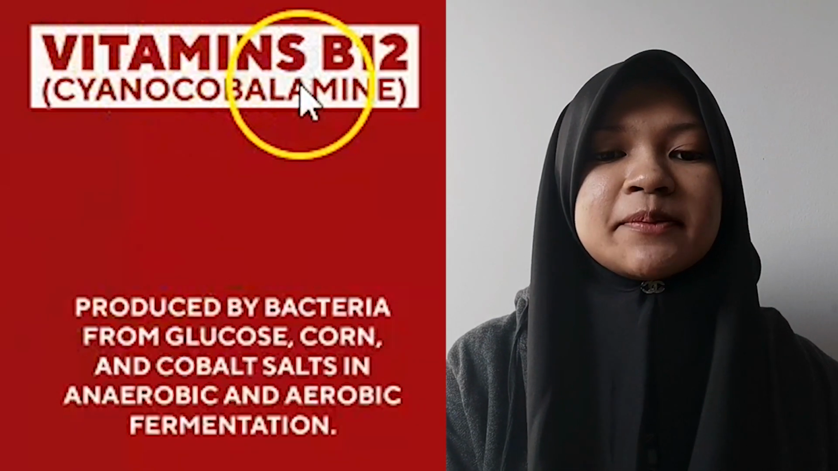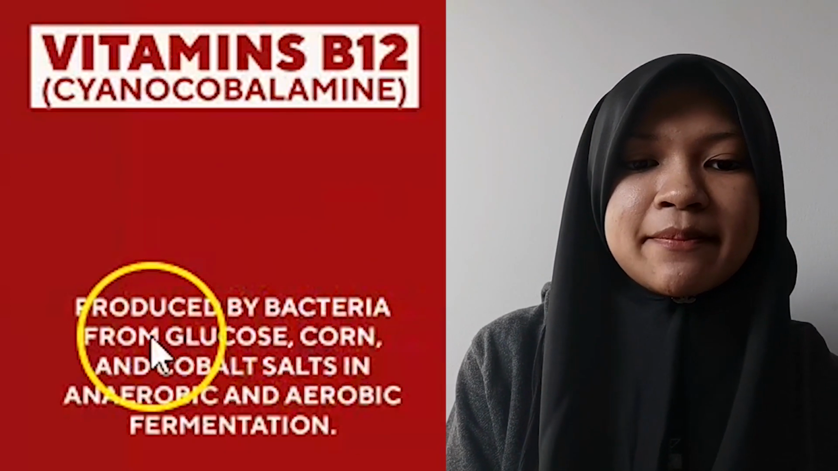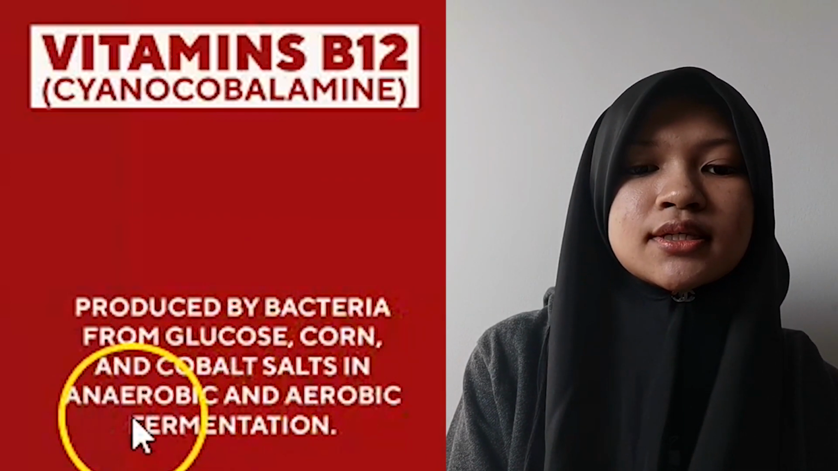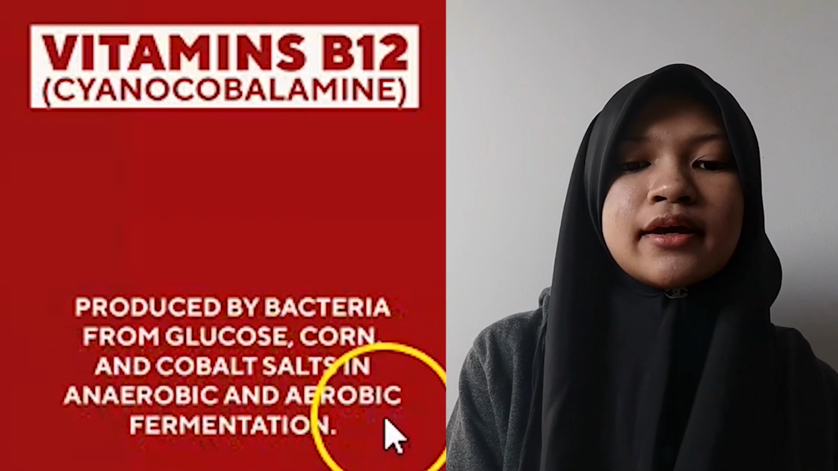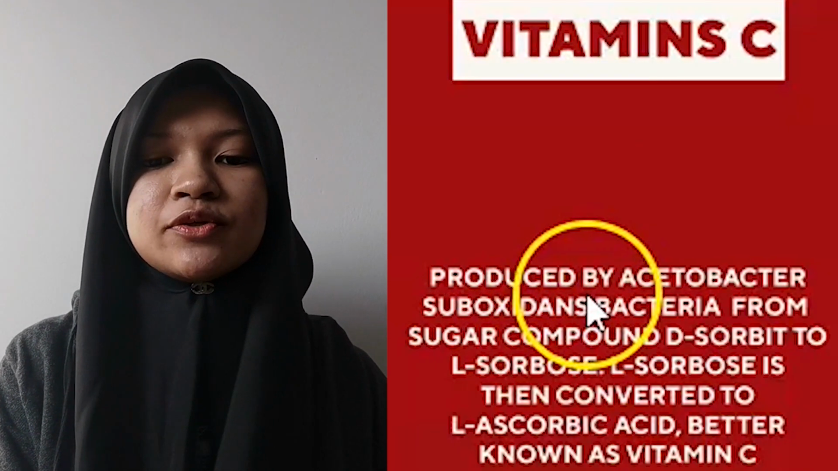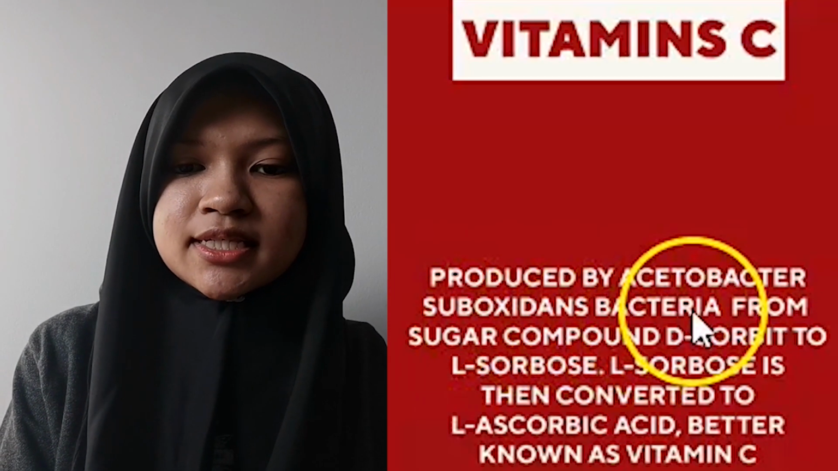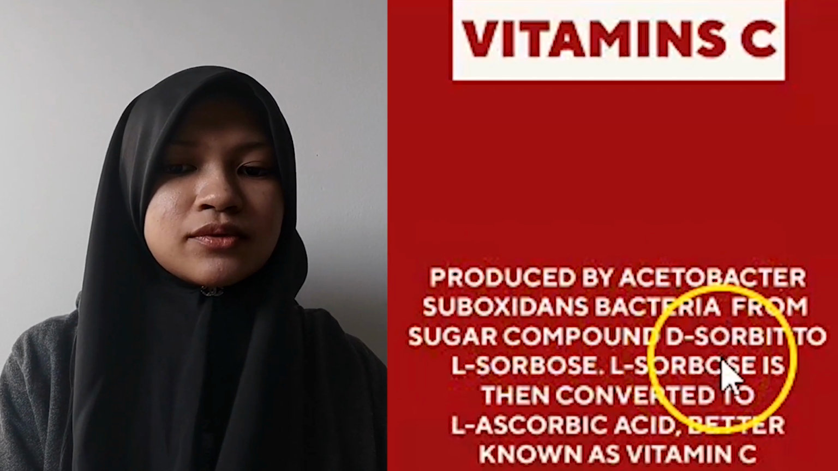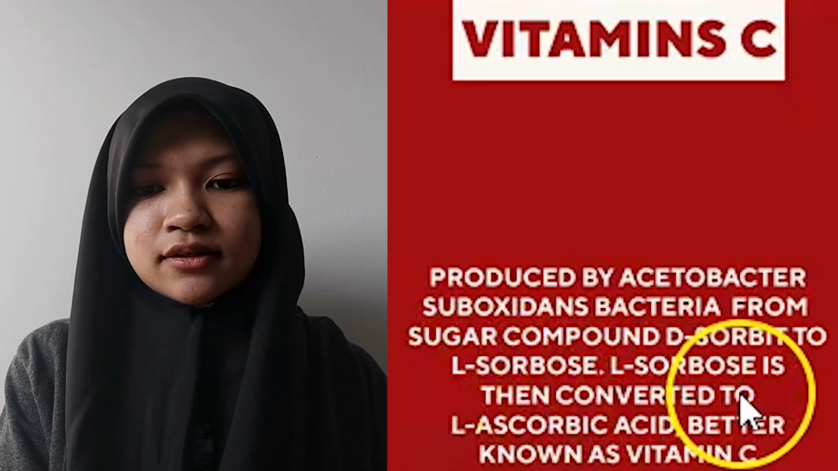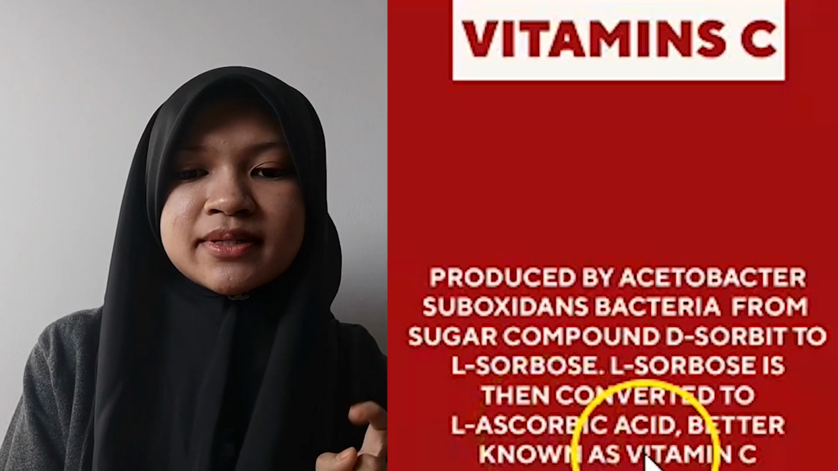Okay, next, vitamin B12, cyanocobalamin. It is produced by bacteria from glucose, corn, and cobalt salts in anaerobic and aerobic fermentation. Vitamin C is produced by Acetobacter suboxydans bacteria from the sugar compound D-sorbitol to L-sorbose. L-sorbose is then converted to L-ascorbic acid, that is better known as vitamin C.